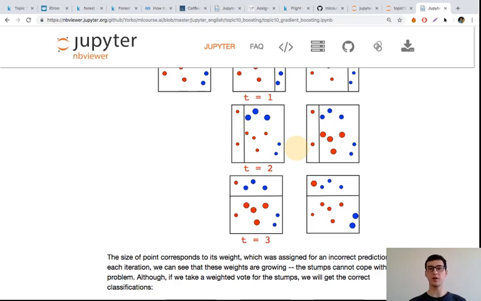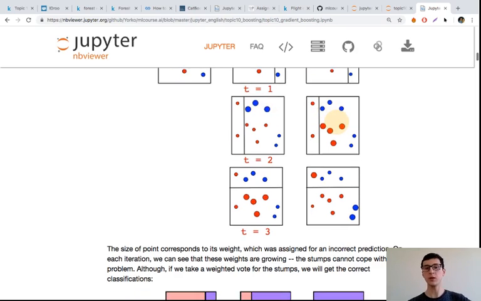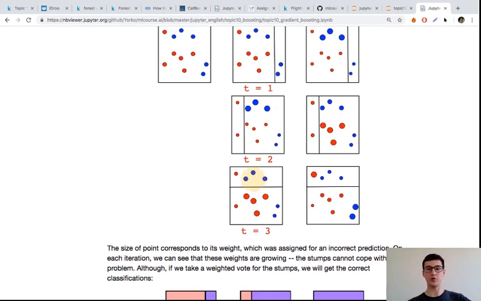So now we misclassify this bunch of dots, and we increase their weights. These three blue dots are now classified correctly, and so we decrease their weight, and so on. And maybe at the third iteration, the decision boundary is built by thresholding feature number 2. So now it's built horizontally.